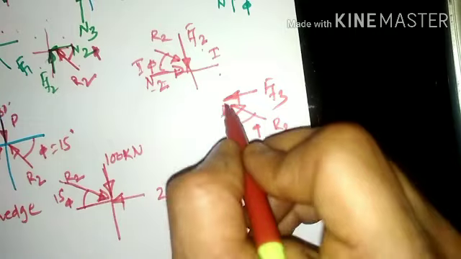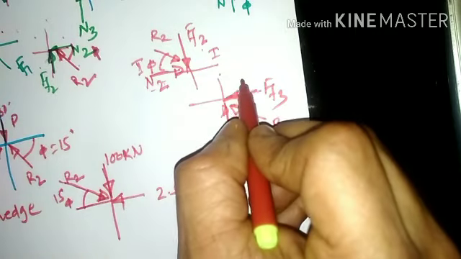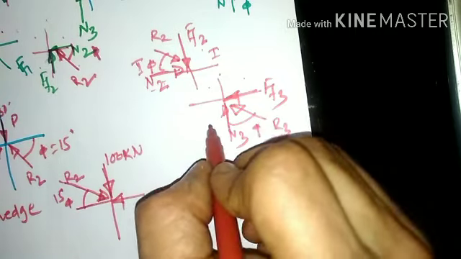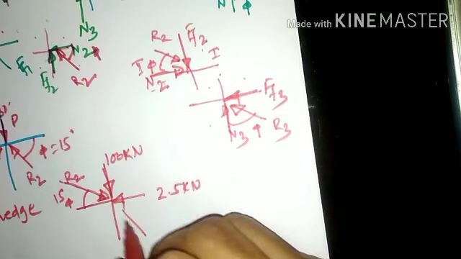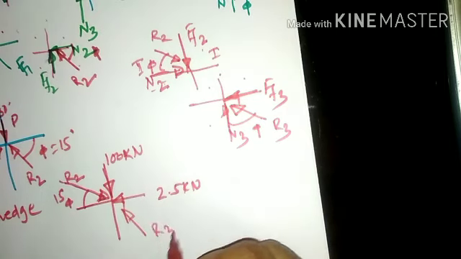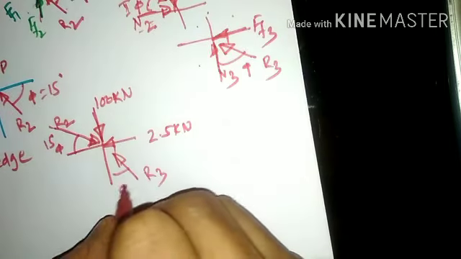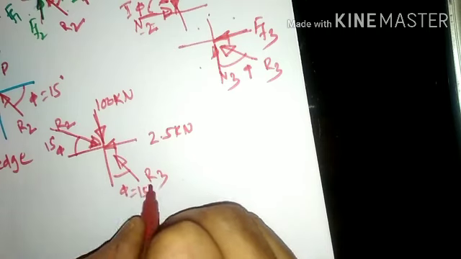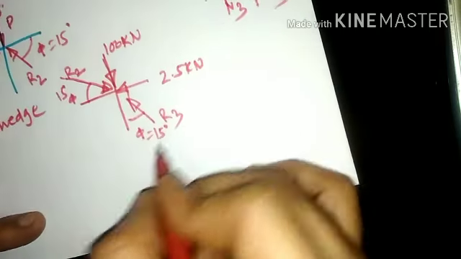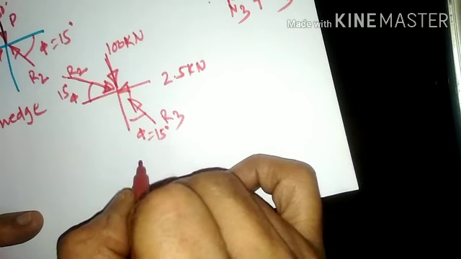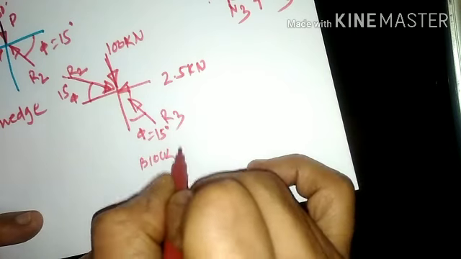Now observing this, which quadrant will this particular block fall into? First quadrant, second, third or fourth quadrant? So show a force R3 subtending an angle of phi in the fourth quadrant, and this angle is again 15 degrees. So this is nothing but the diagram for the 100 kilonewton block.